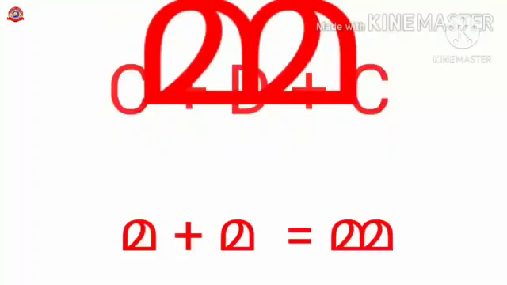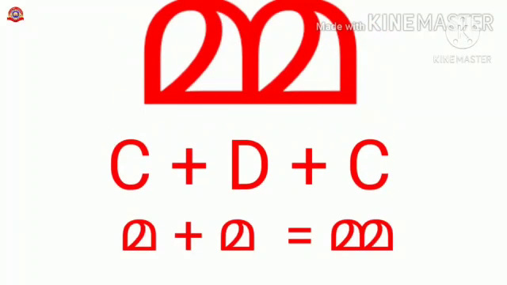Next, Imma. Ma plus Ma, isn't it? First type Ma. Which letter will we use for Ma? C. Then D. Again C. We got Imma. Likewise, we got all the compound letters.